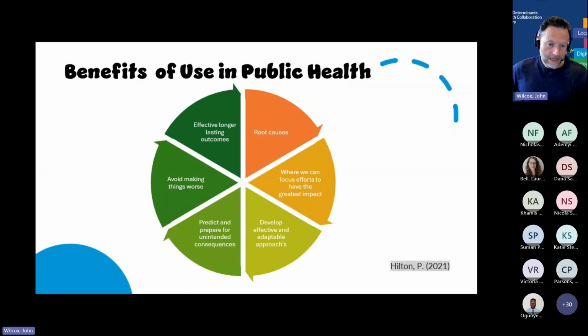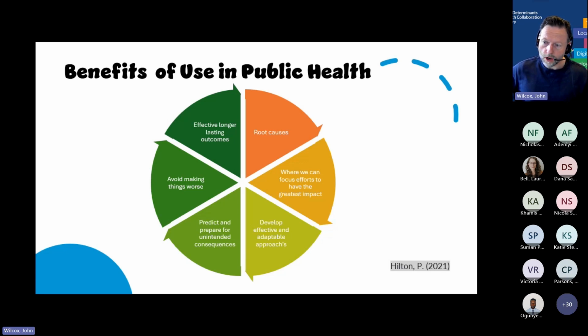By understanding the root causes within a system, and the interconnections and the elements of a system, it can help us understand where we can have the greatest impact, because within a system we can't intervene everywhere at once, as we've got finite resources. So we have to decide where to focus our efforts and intervene to have the biggest leverage effect within a system.